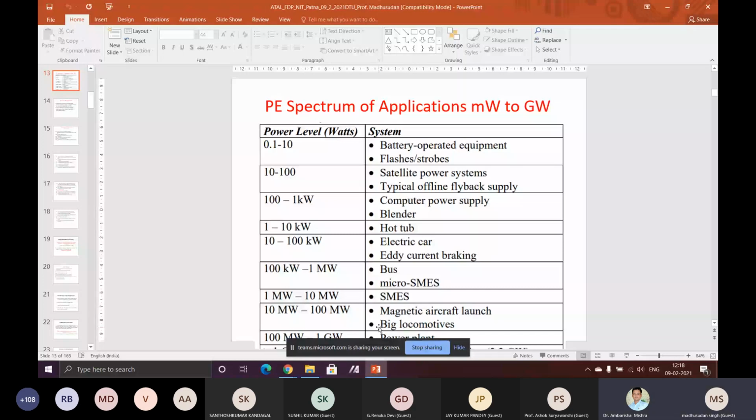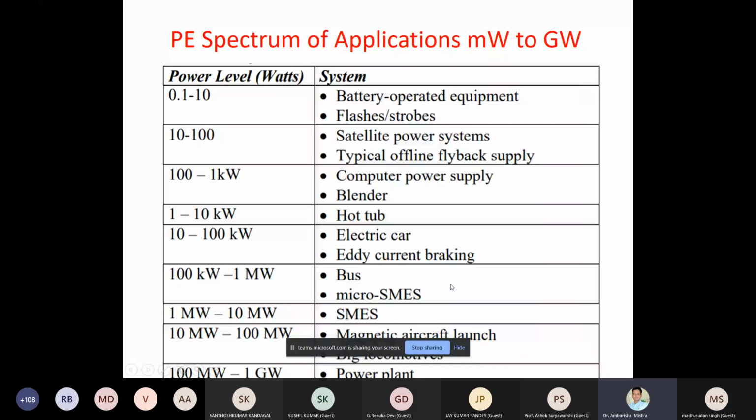Hope you all are comfortable with these initial few slides on applications. It is the power electronics spectrum. This is just for your information that PE has a very wide spectrum, and it covers now from milliwatt applications to megawatt, gigawatt, right? I collected a few applications in different power ranges. Less than 10 watt applications, you have flashes, strobes, lasers; all these require power electronic circuits. Satellite applications up to 100 watts, right? Computer power supply, what you call SMPS, blender, in the range of 100 watt to 1 kilowatt, and so on.